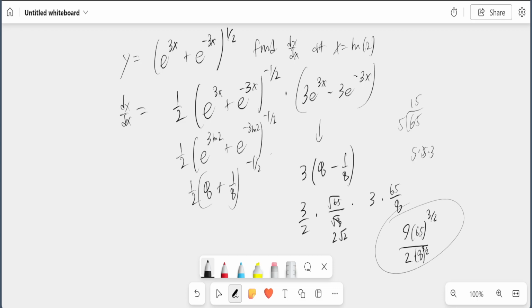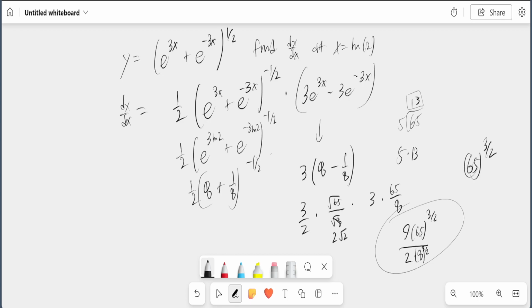What's 65 divided by 5? Wait, oh, it's 13. Okay, I'm stupid. So that's 5 times 13. Those are both prime numbers, so that doesn't help us out. So 65 to the 3 over 2 is kind of just stuck.